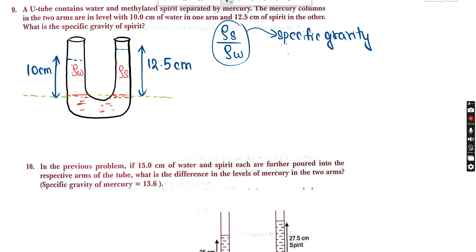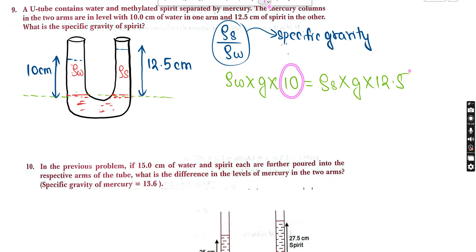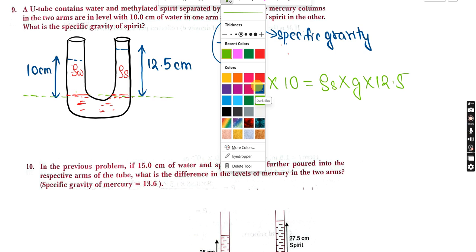So what we are going to get at this level, on both the sides: on the first side, rho w into g into height, which is 10 centimeter. On the right side, rho of the spirit into g into height, which is 12.5. Now your question is, sir, if these are in centimeter, why are we not converting to meter? Because both the sides have it, so ultimately if we do it, it means the same, because anyway we can cancel it, and it is equal on both sides. So that will be of no use here.